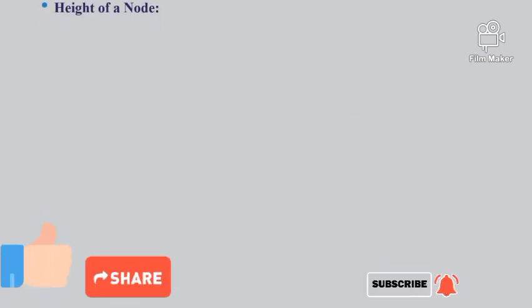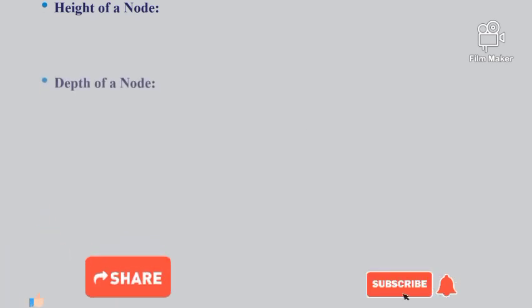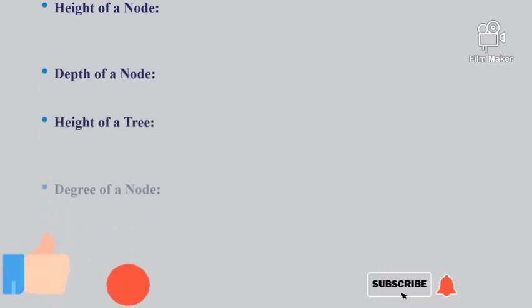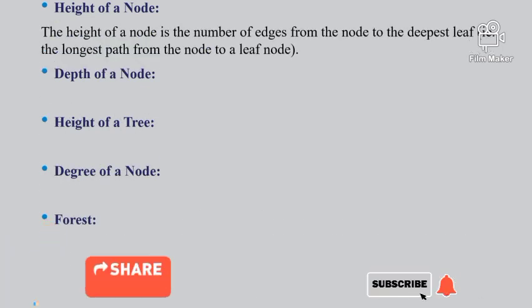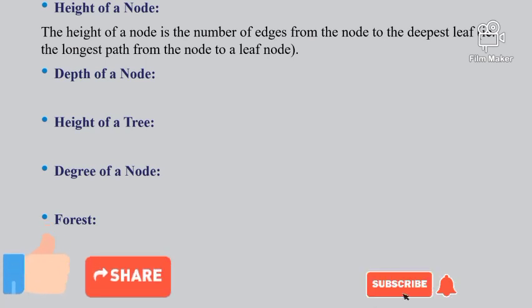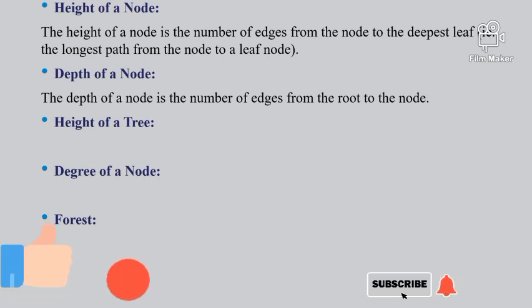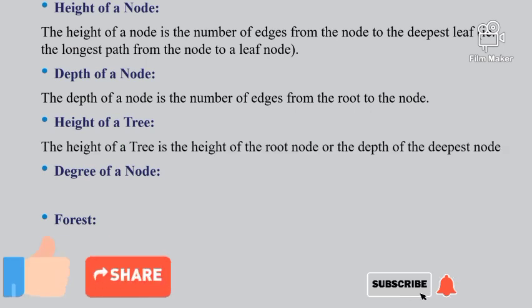Next, these are a few terminologies: height of a node, depth of a node, height of a tree, degree of a node, and forest. Height of a node means the number of edges from the node, that is from the starting node to a leaf node. Depth of a node means from the root node to the leaf nodes, and height of a tree can also be considered from the root node to the leaf node.